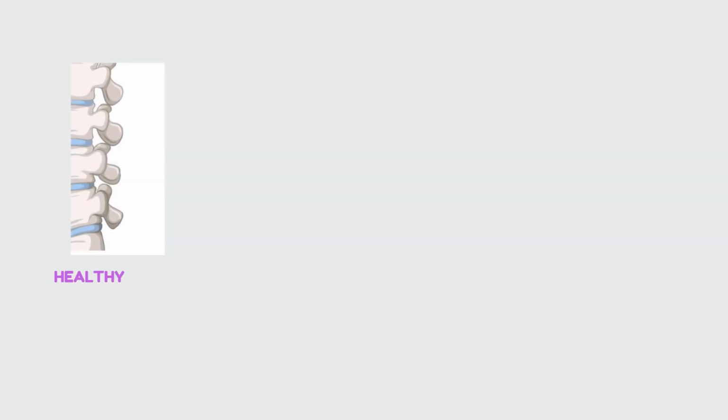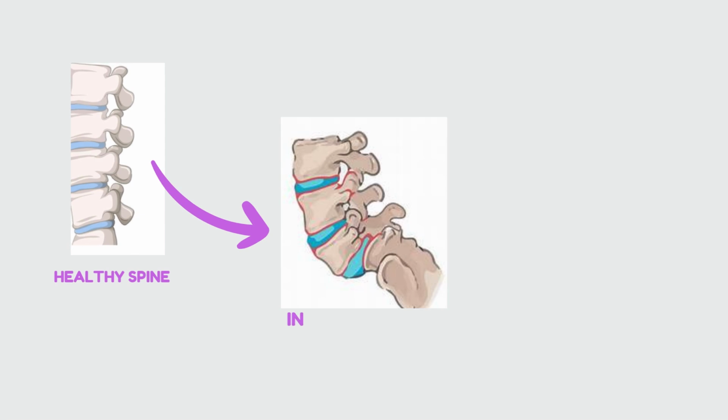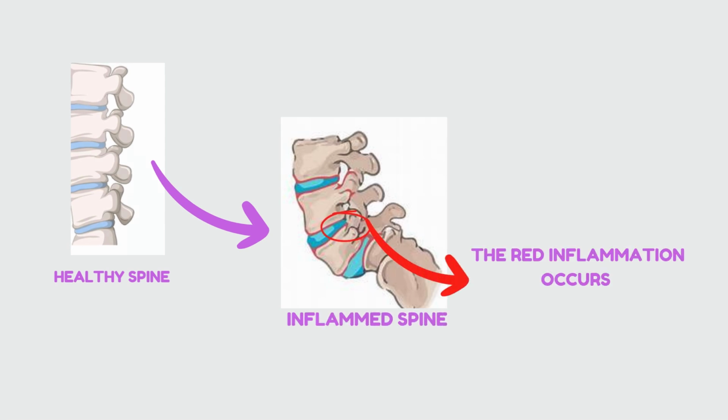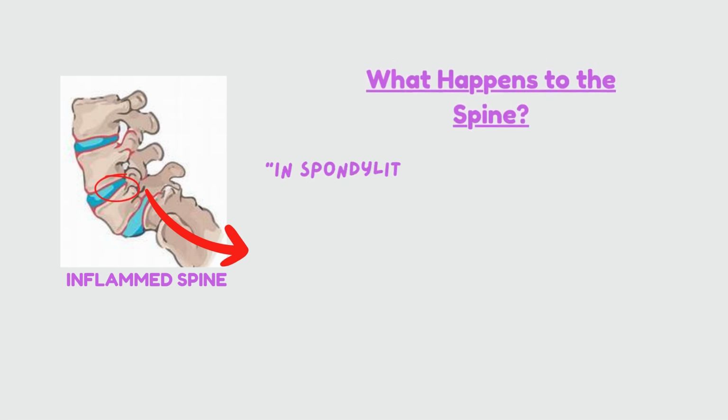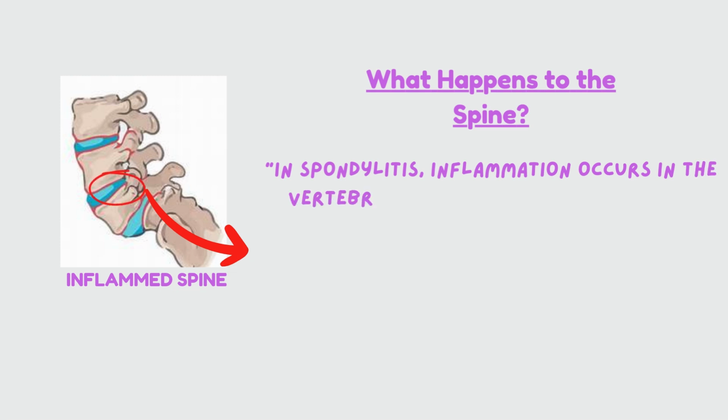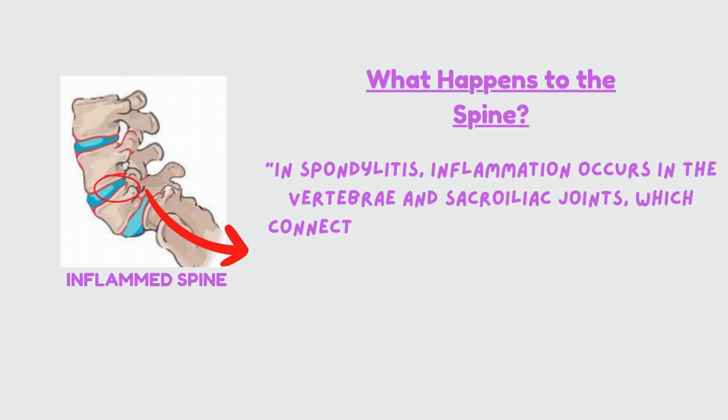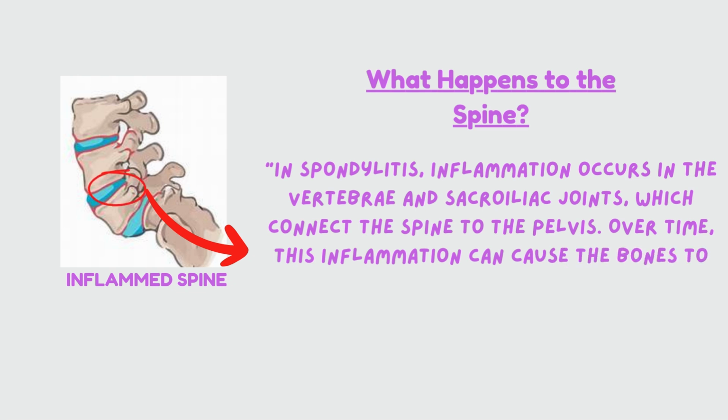By comparing both the healthy and inflamed spine, we can see that the red inflammation occurs in the vertebra. Let's see what happens to the spine. Inflammation occurs in the vertebrae and sacroiliac joints, which connect the spine to the pelvis. Over time, this inflammation can cause the bones to fuse, limiting movement.